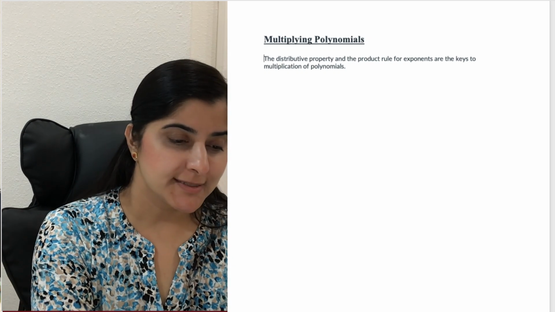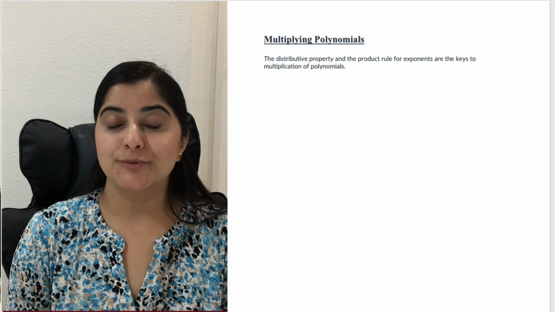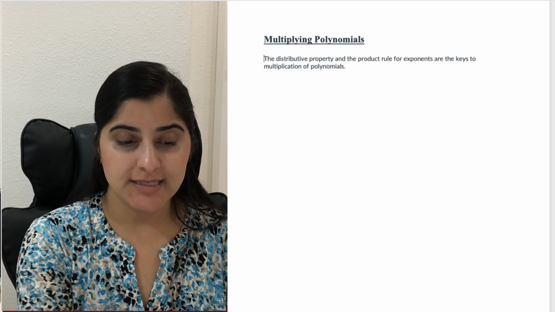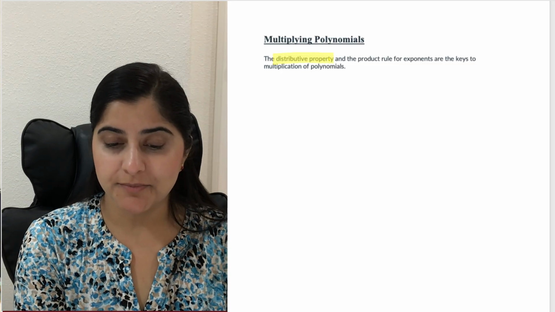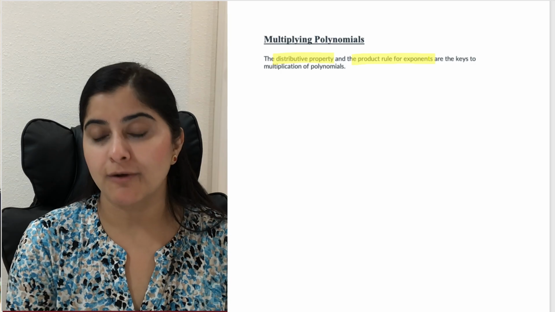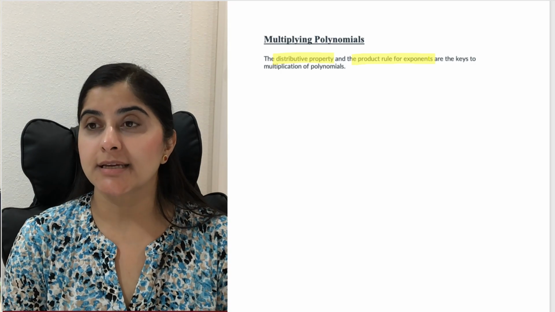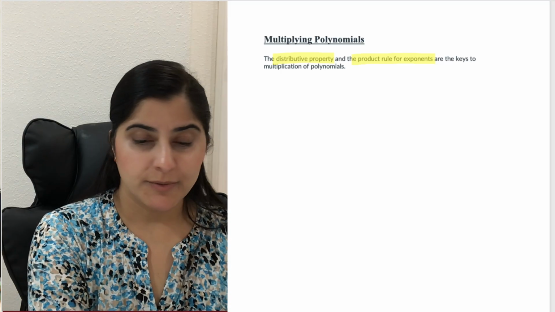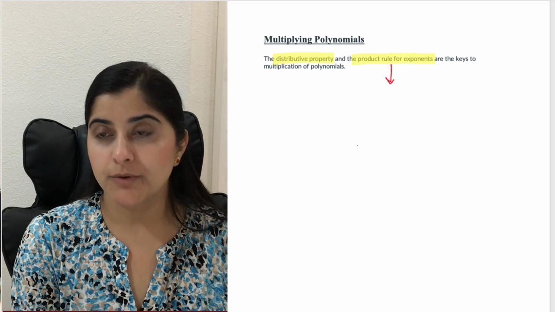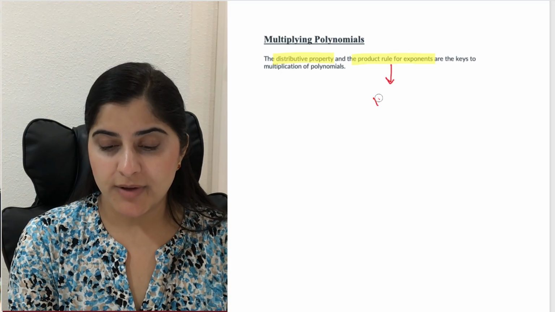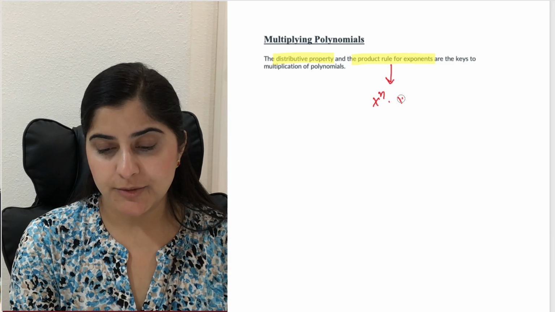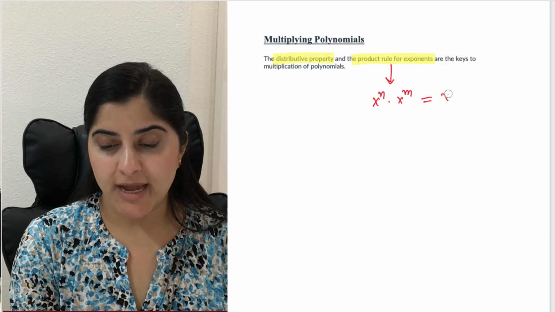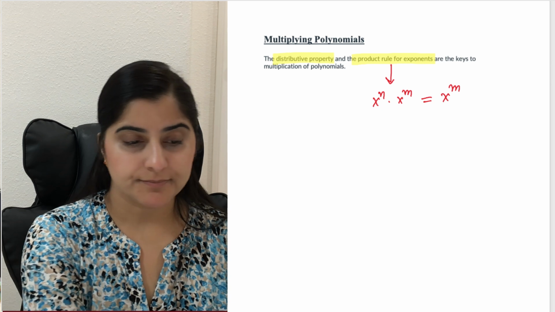Multiplying polynomials. We will learn how to multiply polynomials, and we will see here that the distributive property and the product rule of the exponents are the key to the multiplication of polynomials. So remember the product rule of exponents. Whenever we are multiplying two exponential expressions with the same base, we add their exponents.